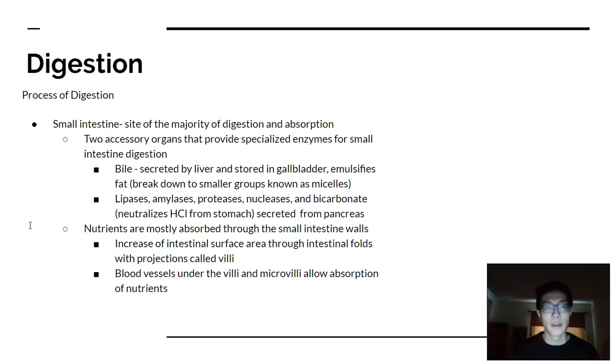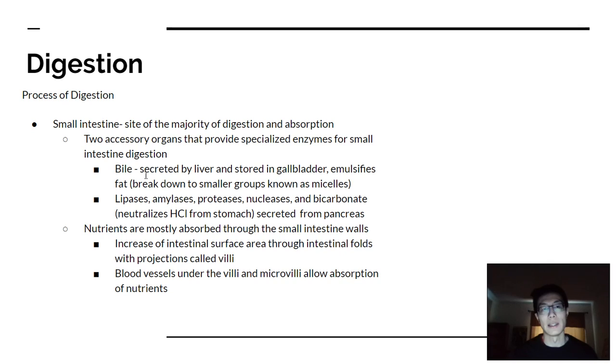Okay, so the stuff in our stomach moves on to the next stage, which is the small intestine. The small intestine is the site of the majority of digestion and absorption. So the majority of digestion and absorption actually happens in the small intestine, not really the stomach. The small intestine has two accessory organs that help provide specialized enzymes for small intestine digestion. The first of these accessory organs is actually the liver and the gallbladder, which work together. The liver produces the bile, and then the gallbladder stores it.